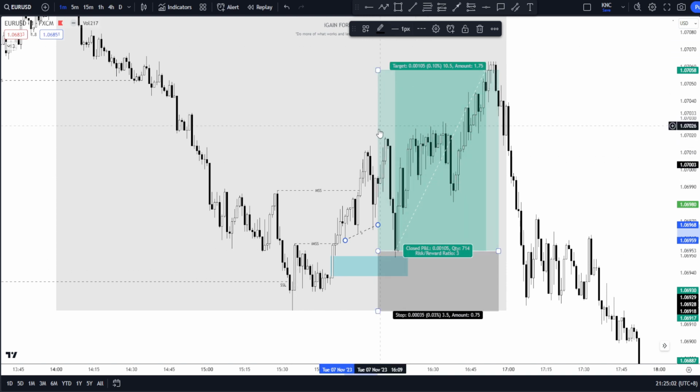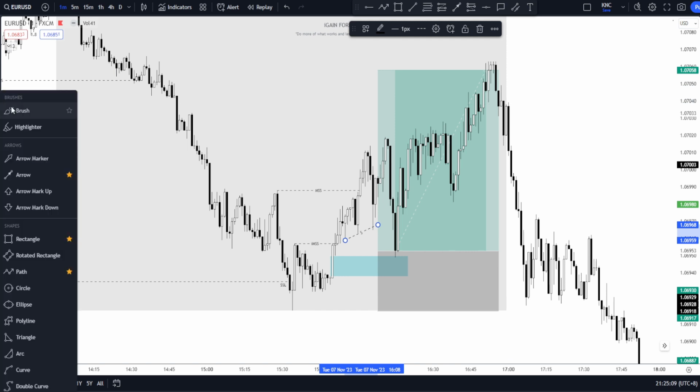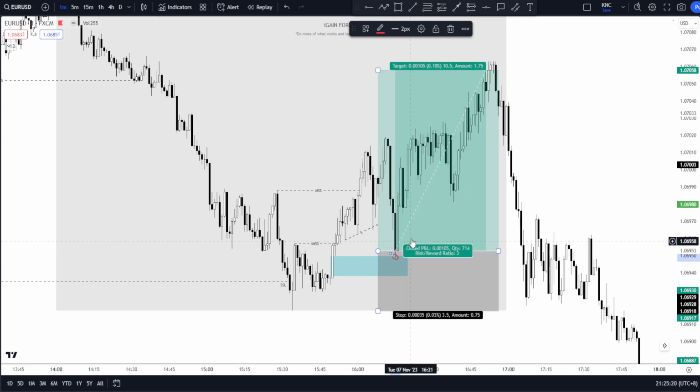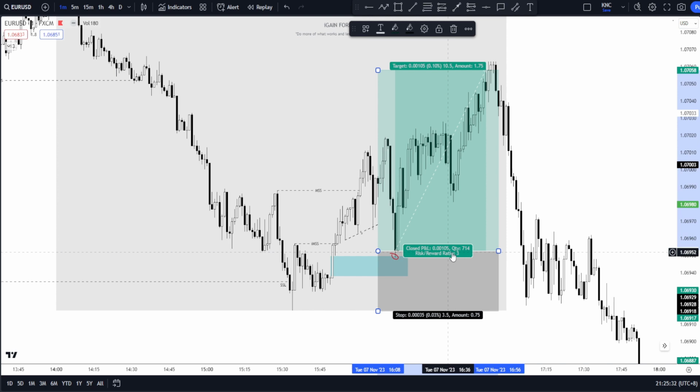So yes, we get a pullback on this area, on this FVG. See this tap? We have a tap on this FVG. But because of the spread, we have an entry here above this FVG. Then we target just 1:3. Here's my stop loss, 3.5 pips, and profit level of 10.5 pips. So 1:3 risk reward ratio. That's our first trade.